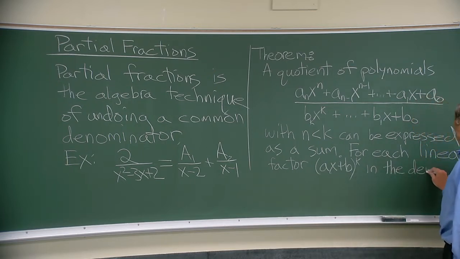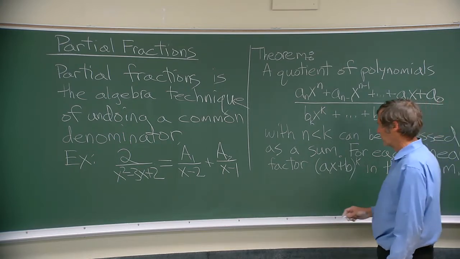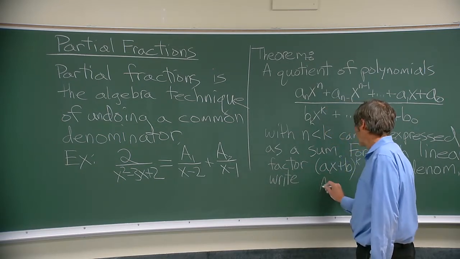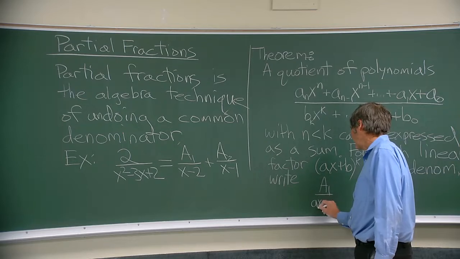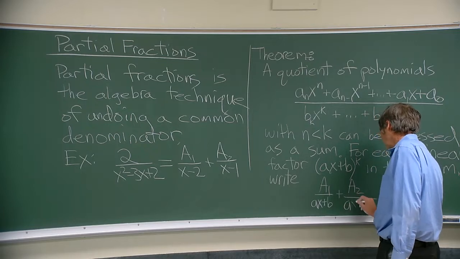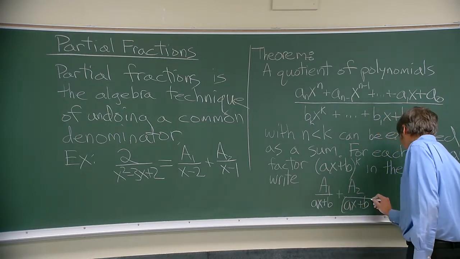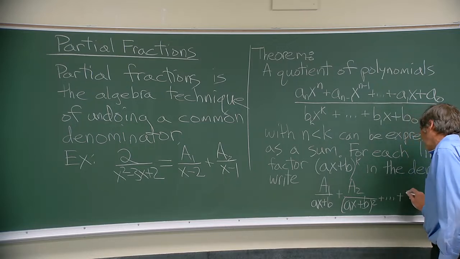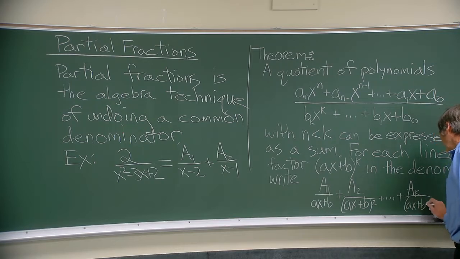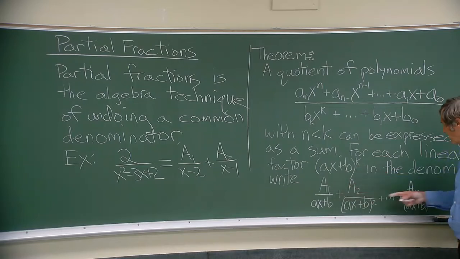So each factor of that form in the denominator, I'll abbreviate it here. You write this sum: a number over ax plus b, plus another number over (ax plus b) squared, plus dot dot dot, plus another number over (ax plus b) to the k. All right, and so if you have this factor occur k times, you have to write a sum that includes all of these. It's starting to look complicated. I know it doesn't make sense yet, but it will, right?